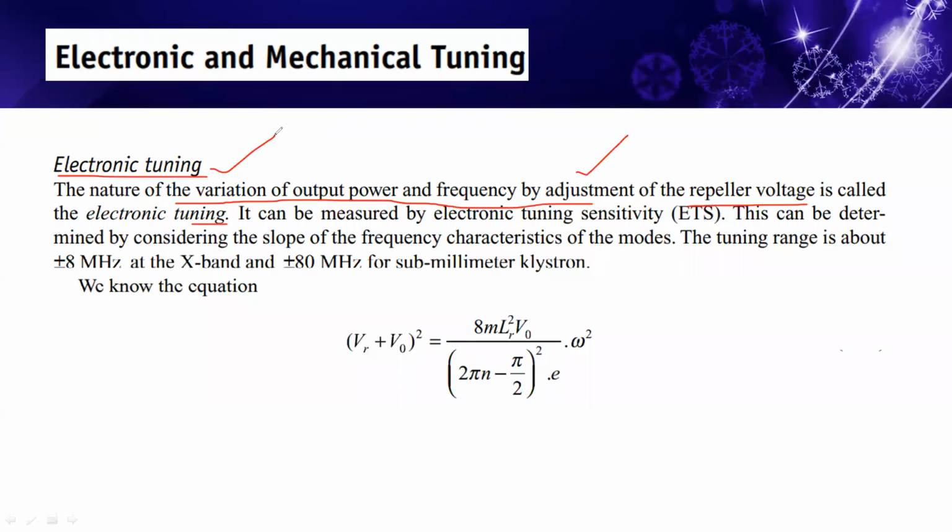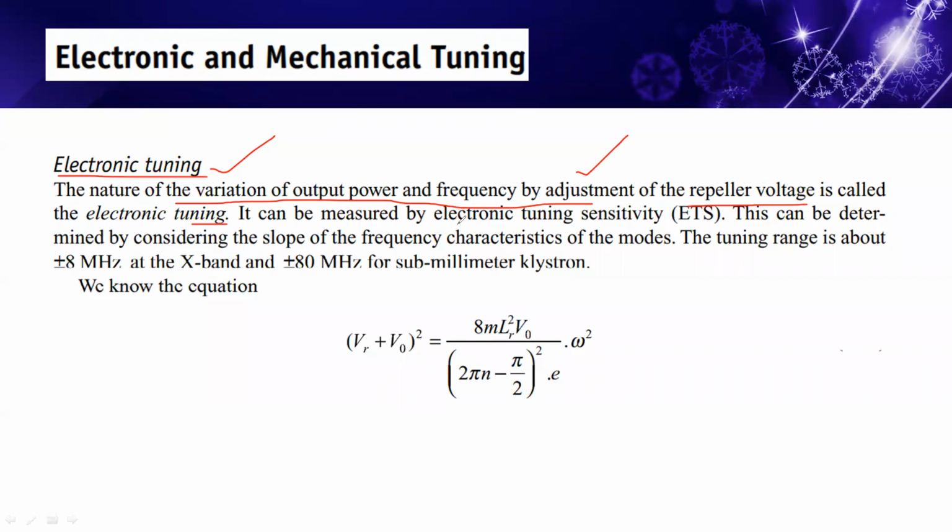So when the repeller voltage is changed, automatically variations are observed in the output power and frequency by adjusting the proper repeller voltage. That is the task in electronic tuning. So the technique is called electronic tuning in the reflex klystron experiment.